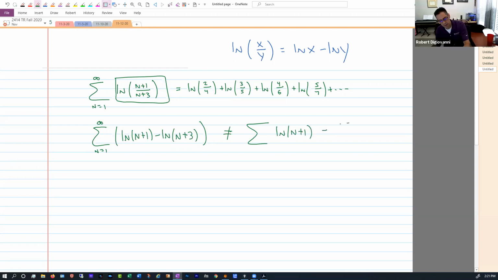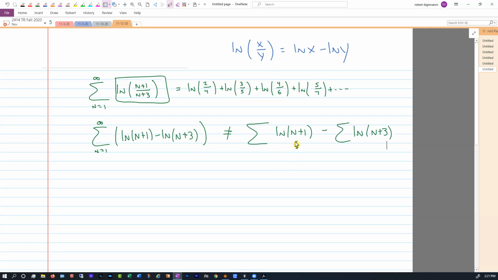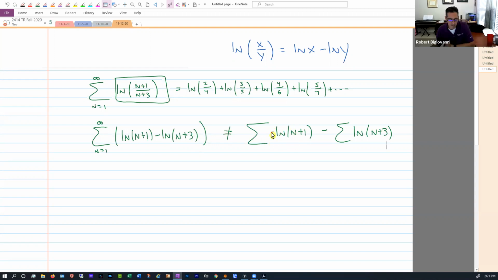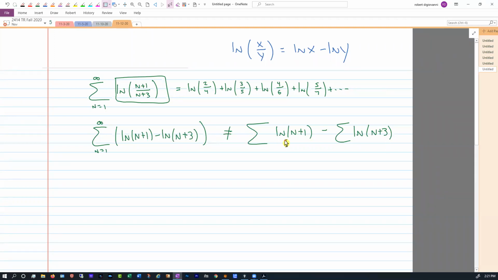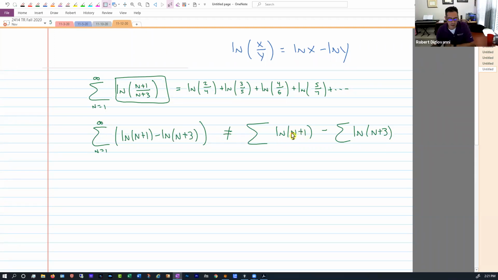Or actually, I think you can tell me right now whether or not these two individually would converge or diverge. I think they will diverge. Why would this diverge? Because this is going to infinity, and natural log of infinity is going to infinity.